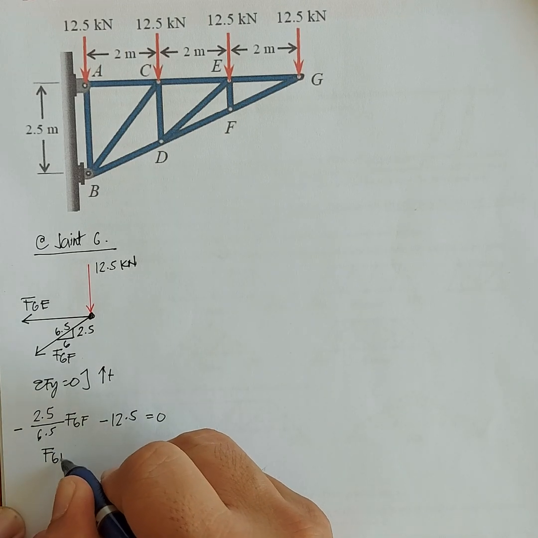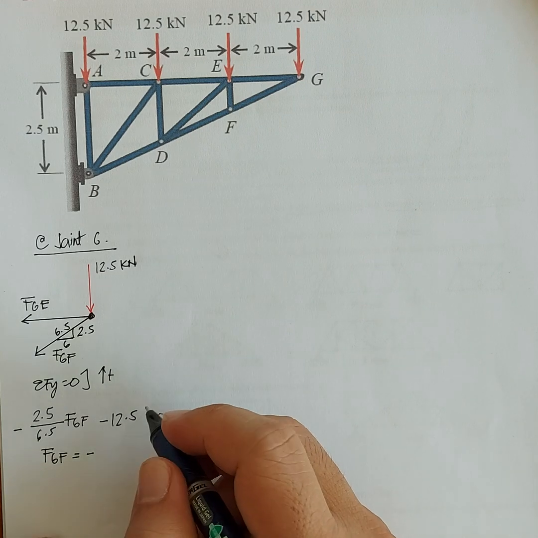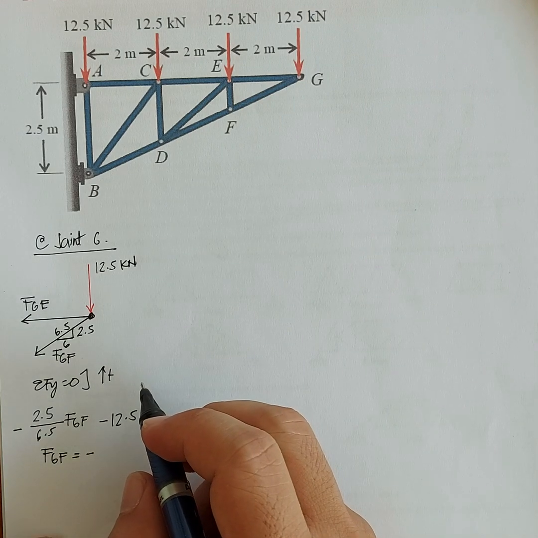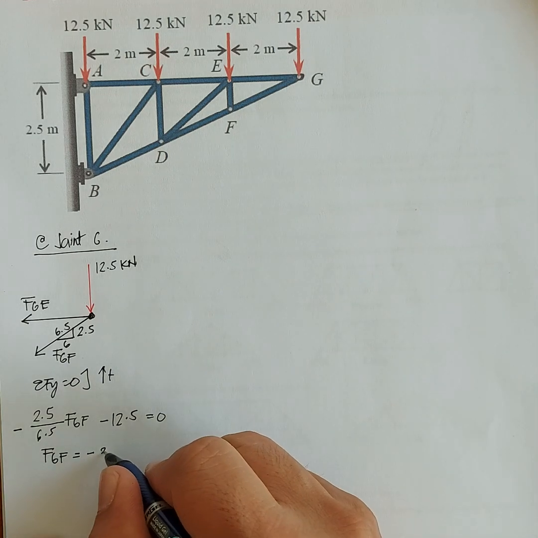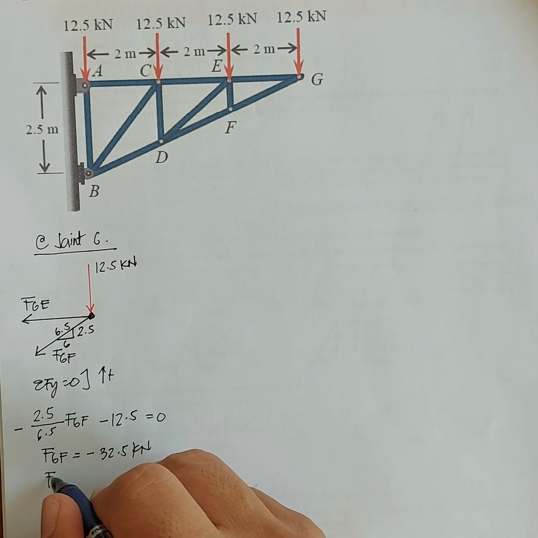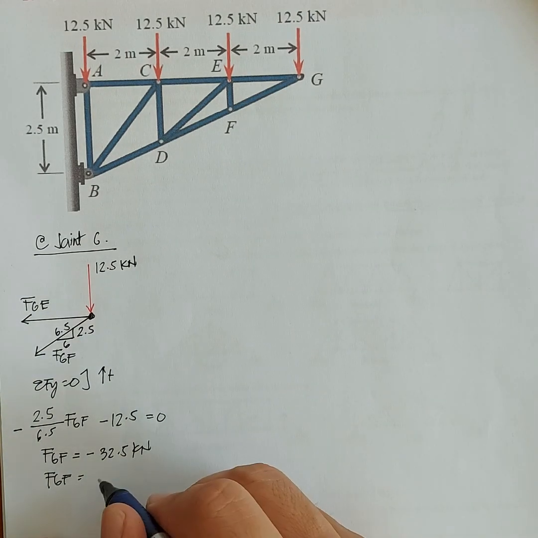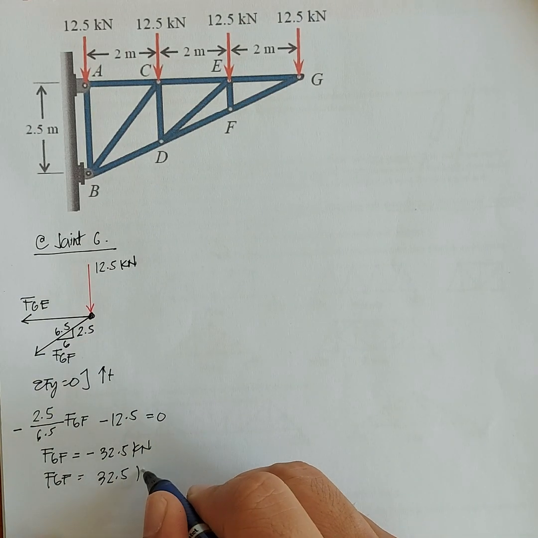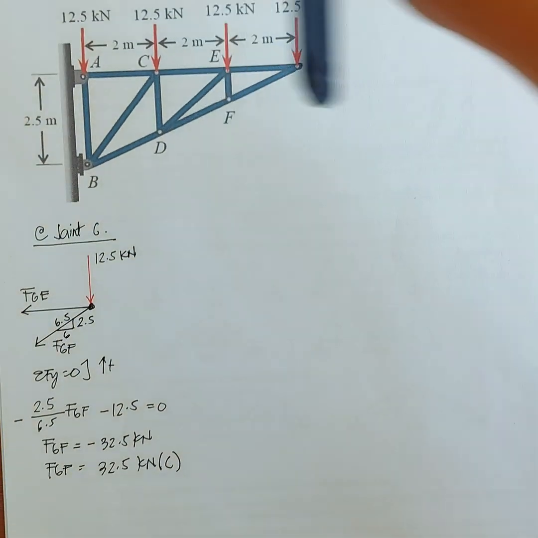And we can solve for FGF, which is equal to negative 32.5. FGF is negative 32.5 kilonewtons, which means that FGF is a compression siya. So 32.5 kilonewtons na compression.